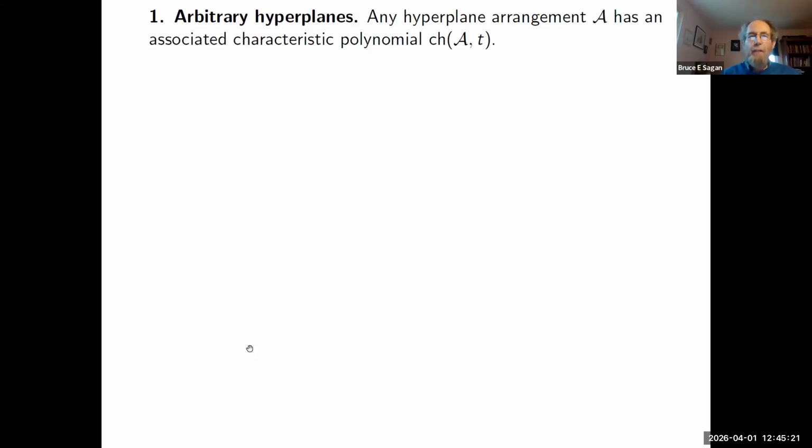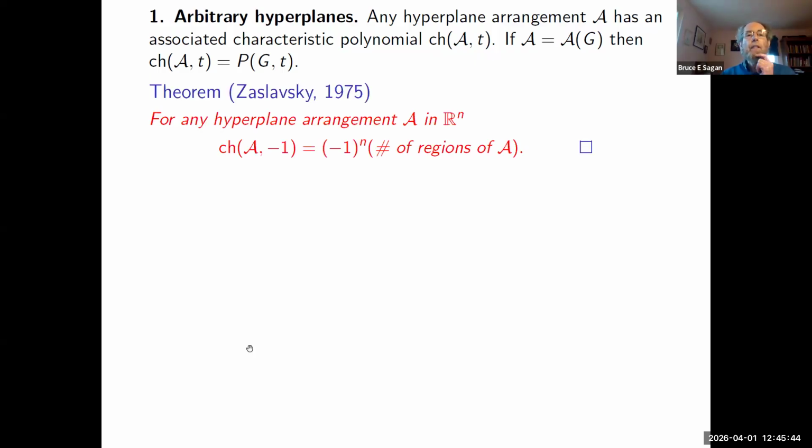If you take any hyperplane arrangement, it has associated with it a certain polynomial called its characteristic polynomial. And I don't want to get into the definition of this, it would take too much time, but just believe me, there is a polynomial you can associate with it. And if that arrangement comes from a graph, that polynomial is the chromatic polynomial. So the chromatic polynomial is a very special case. So Zaslavsky's full theorem is that if I take the characteristic polynomial of any arrangement and plug in -1, again, I get the number of regions up to sign.